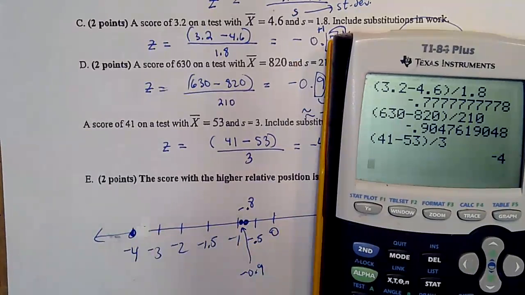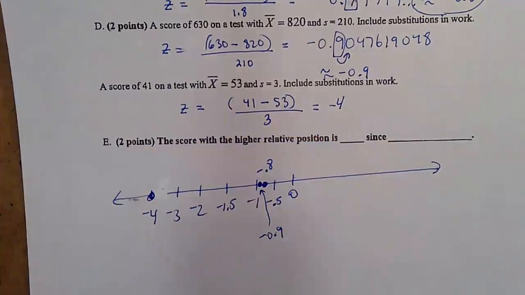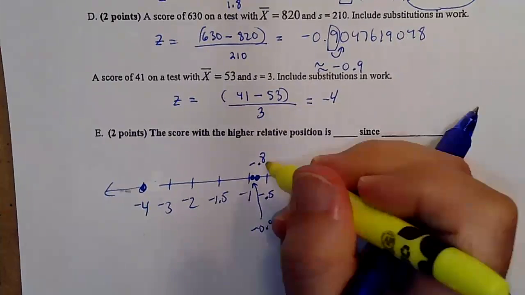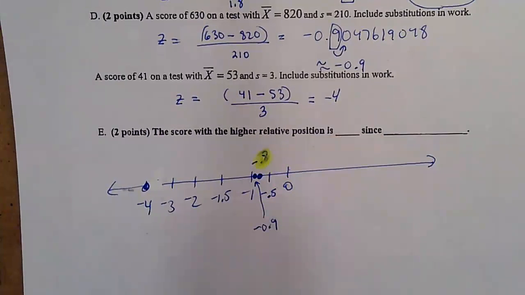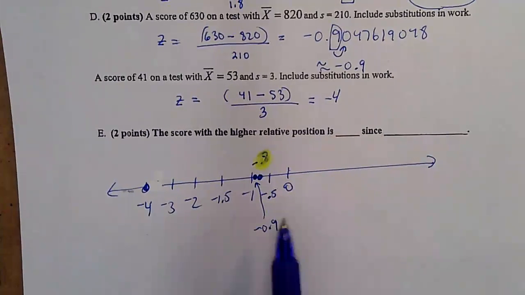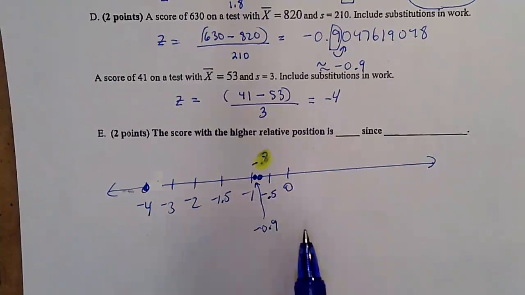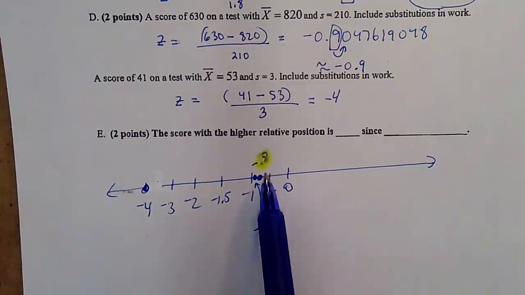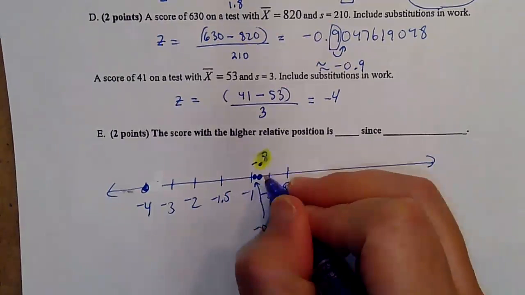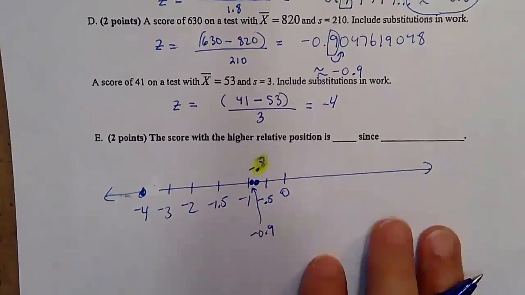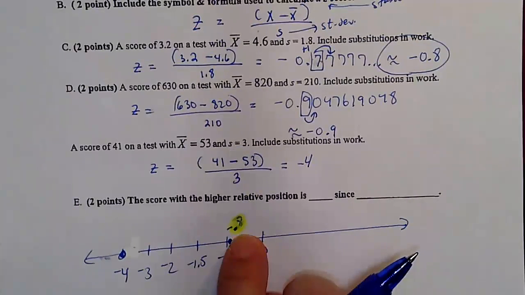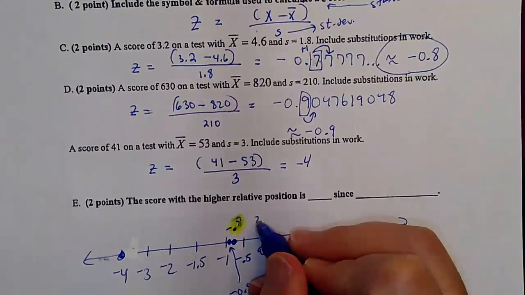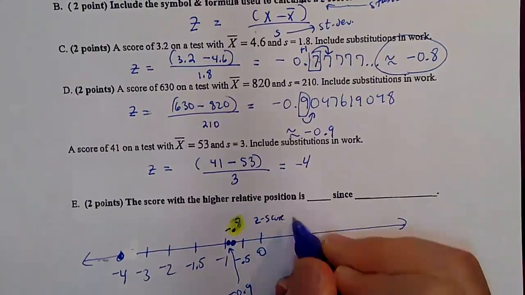So it looks like this one's the larger one, right? That's larger, -0.8. These are all negative. The larger one is the one closest to 0, right? If they're all negative, this is the larger one. But that doesn't mean that that's the score. That's the Z score. But they want the test score.